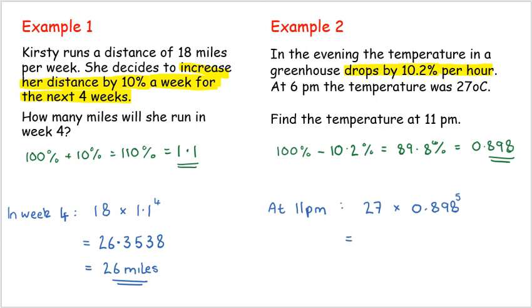And then again, just straight into your calculator, 27 multiplied by 0.898 to the power 5, and I end up with 15.7668, and so on. Okay, so a bit more of a longer decimal this time. I'll write my unrounded answer first, and then it's again not specified any rounding here, so I will just round it to 1 decimal place this time. And that was degrees Celsius.